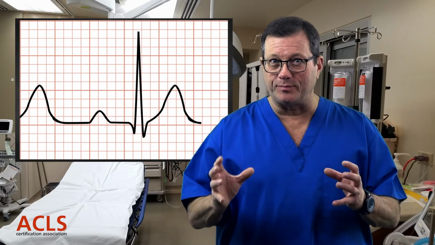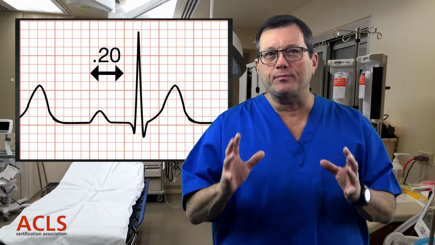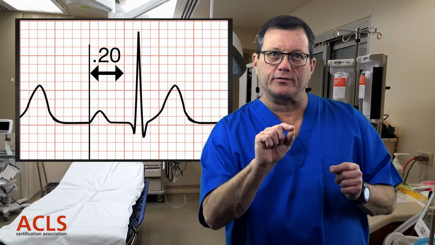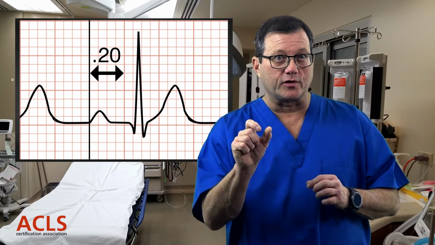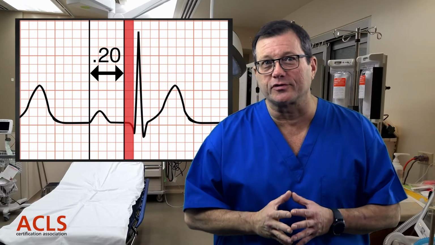Now, the second largest box on an ECG paper, that measures 0.20 seconds. So you find a P wave that starts right on that box, and if the QRS is occurring after the beginning of that second box, you got a first degree heart block.